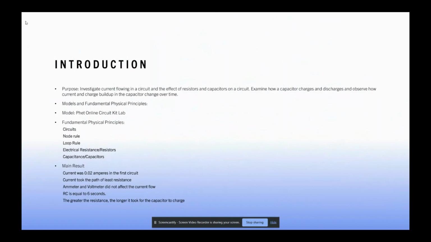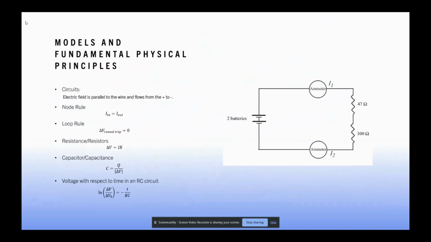In this lab, we made some circuits, and in a circuit, the electric field is parallel to the wire and flows from the positive to negative terminal of the battery. The node rule states that the current flowing into a junction has to equal the current flowing out of the junction. The loop rule states that the voltage change across the circuit in a round trip has to equal 0. Both of these rules are a result of the conservation of charge.